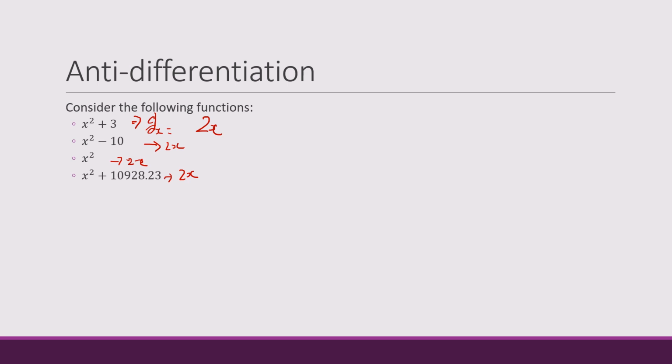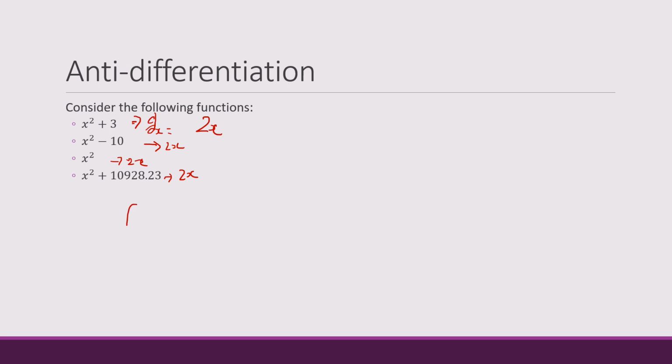I can come up with any number at the back, any constant for these functions, and the derivative is always going to be 2x. It doesn't sound like a problem, and it's not a problem when we're deriving. In fact, it's quite nice to have our constants just disappear when we're doing differentiation.